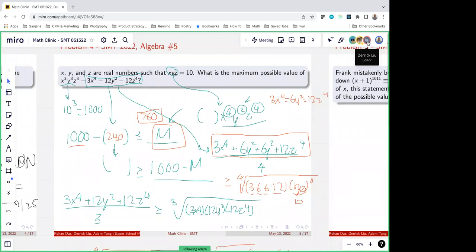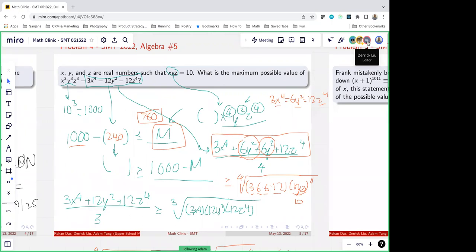First of all, the 6y squared terms are equal, so that's guaranteed. And then we can just find x, y, and z, scale them up, slowly increase each of these until their product is 10. There's a more rigorous way to talk about this, but that's the basic idea. So we can guarantee a solution. And so 760 is indeed the maximum.